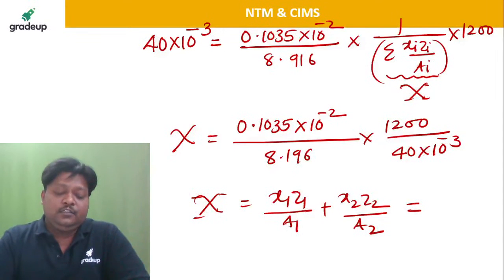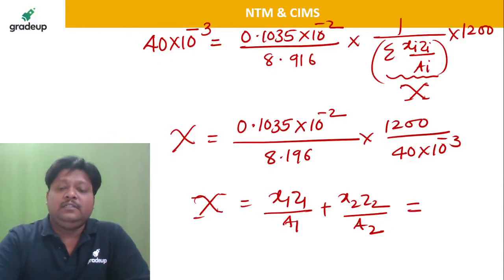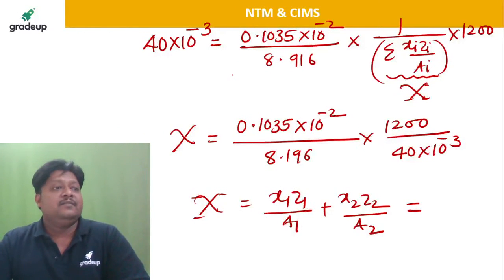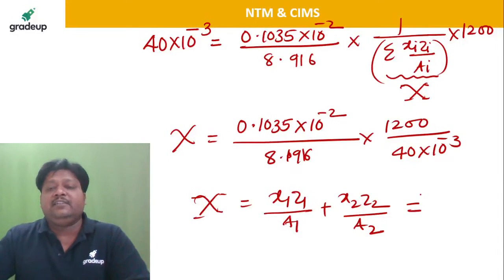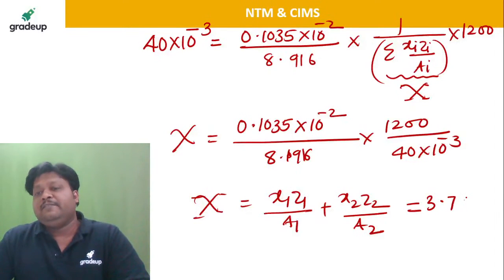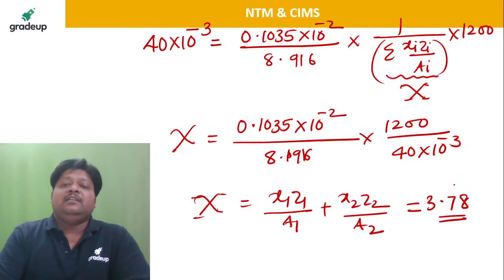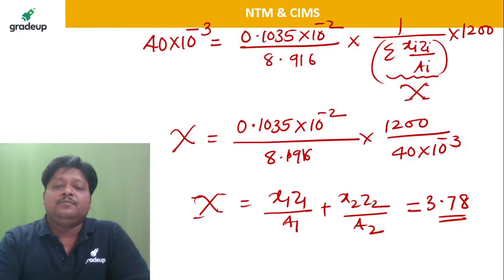So it is 0.1035 into 1200 into e to the power minus 2 divided by 40 e to the power minus 3 divided by 8.916. Is it 3.48? 3.78? Okay, 3.788. 3.78. Okay, now you can write here x1 is unknown.